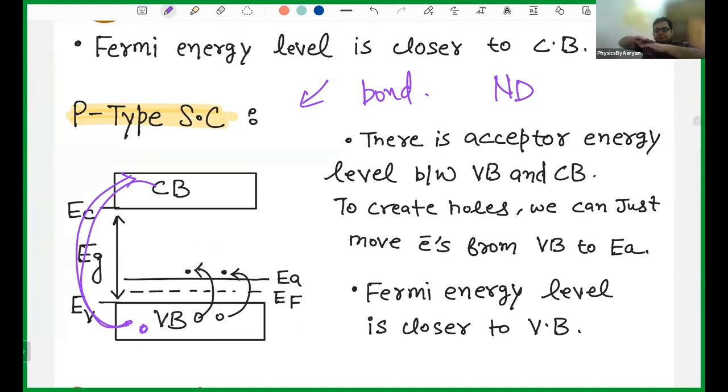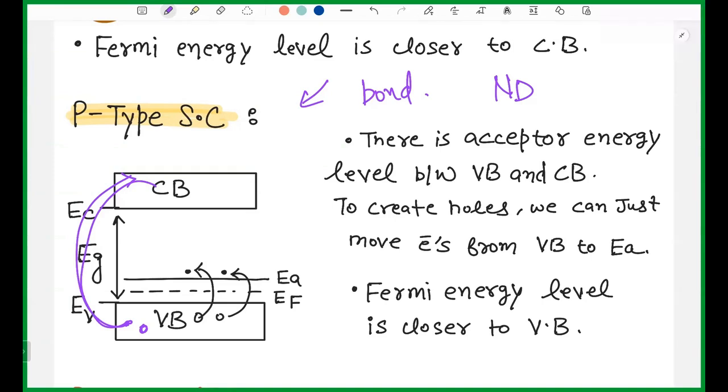If I ask you this question, 95% of the students get it wrong: is there any actual physical energy level present inside the band gap in the case of an extrinsic semiconductor? Yes or no? No. Okay. Anyone else? Yes or no?